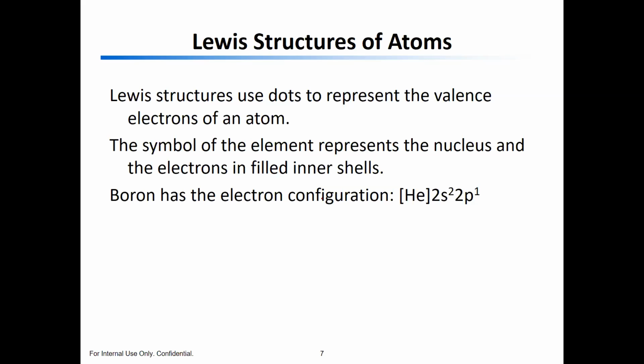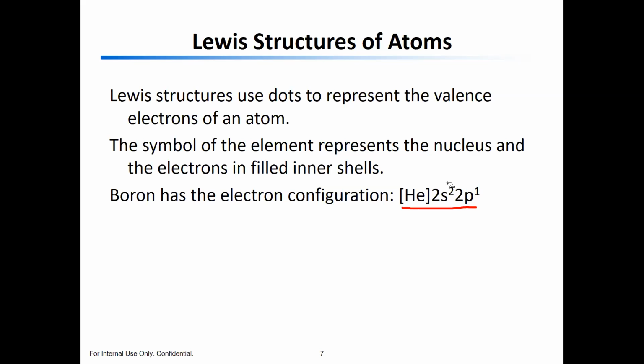And so let's look at boron. What's the electron configuration for boron? He, 2s2, 2p1. This has how many valence electrons? 3. Anyone could tell me? 3 valence electrons. It has a total of 5 electrons, but 3 valence electrons.